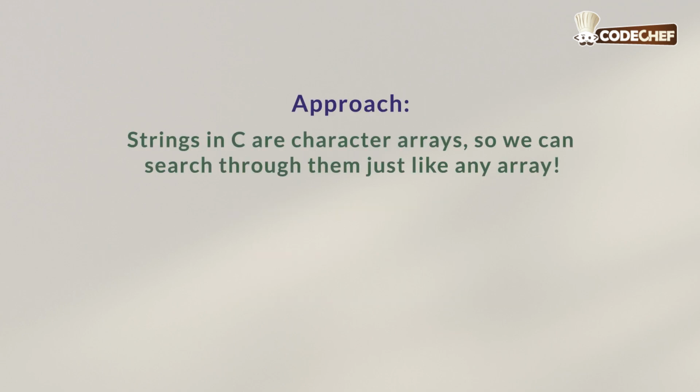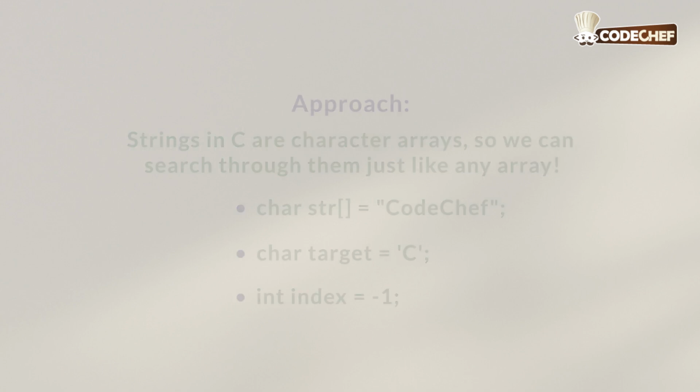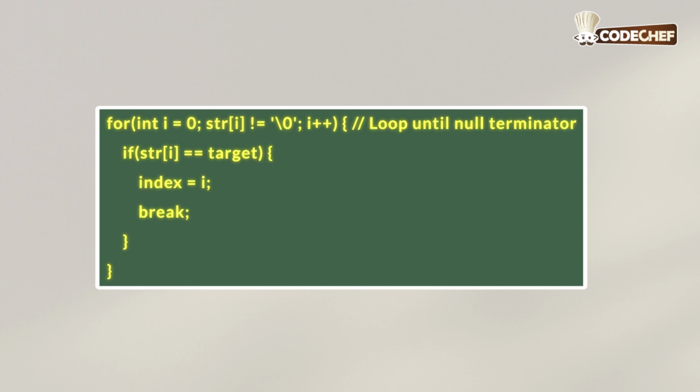Here the approach is, strings in C are character arrays, so we can search through them just like an array. Here char string equals "code chef", char target 'c', and the index at which we find it. We will run this loop until the null terminator. We loop until string[index] is equal to the null terminator because strings in C end with a null terminator.